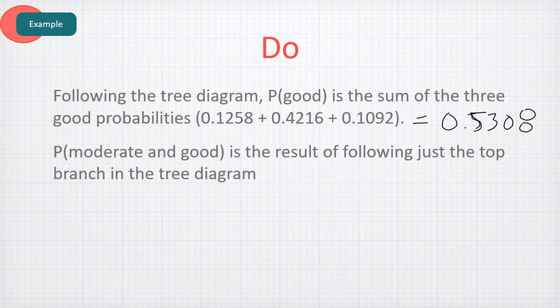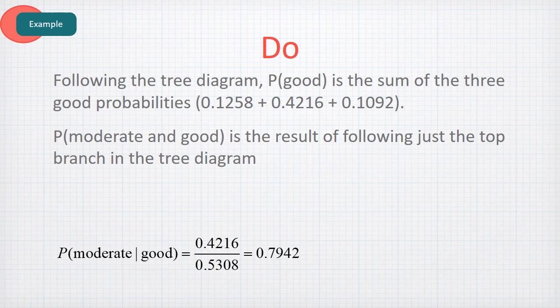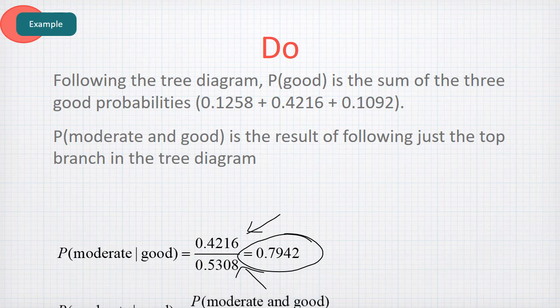So now I need to find the probability of moderate and good, and that I can just follow the chart in the tree diagram. Oh look, moderate and good. There it is. Okay, so I've plugged that into the formula here, and there's the moderate and good. Here is the sum I came up with, and when I do this mathematically, this is the probability that I get. So the probability of moderate media usage, given good grades, is 0.7942.